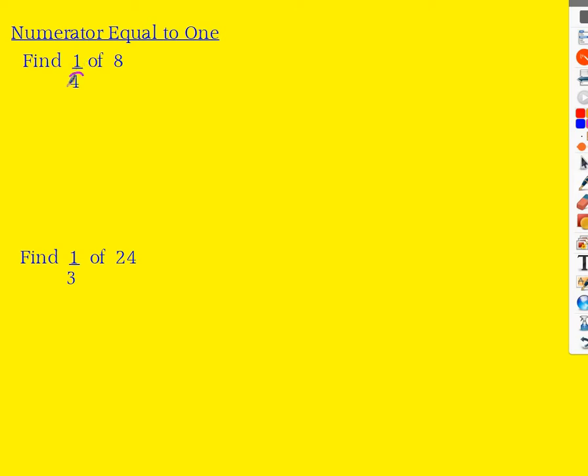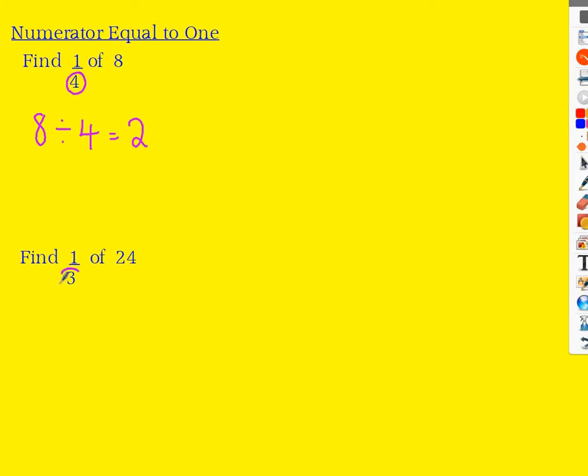So the number at the bottom of the fraction is 4. So we need to divide by 4. We're finding a quarter, we divide by 4. So to find 1/4 of 8, we do 8 divided by 4, which gives us 2. How many 4s are there in 8? There are 2. The next one, 1/3 of 24.